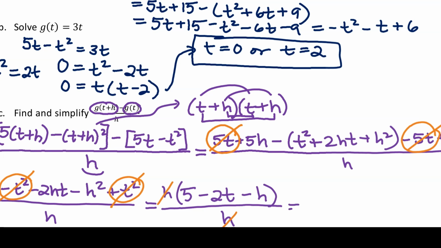So h's are gone, and our final answer is 5 minus 2t minus h. And that's a beautiful answer. Again, it's fine to have h's in there. We just don't want to have the lone factor of h in the denominator.